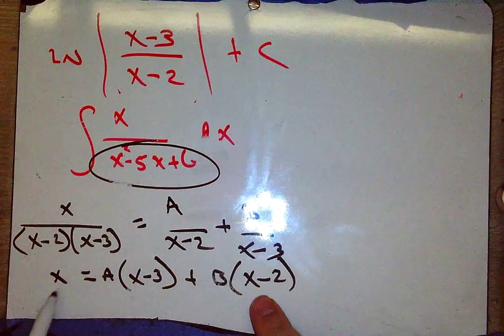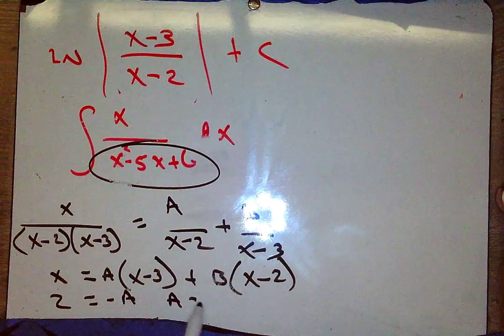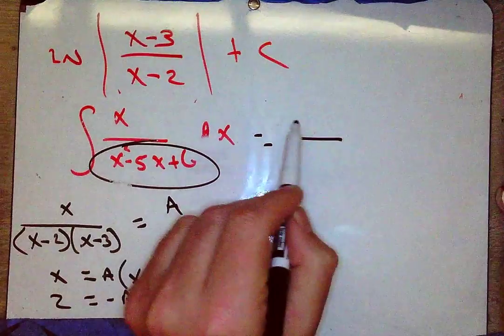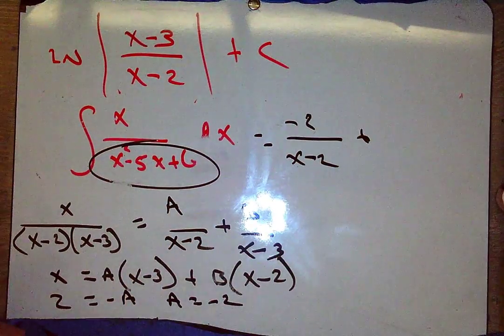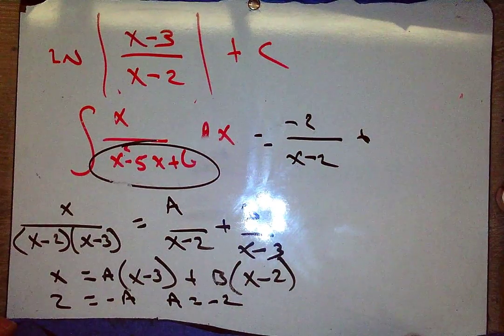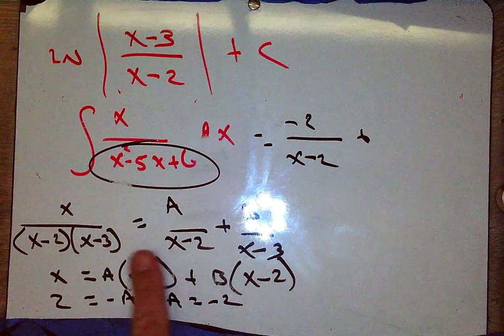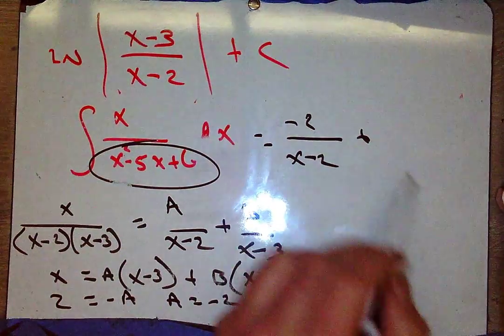So we've got a 2 there and negative a. So a is negative 2. Okay. Negative 2 over x minus 2. And then I need another magic number like x equals 3. And that will make this disappear. And I'll have 3 equals b.